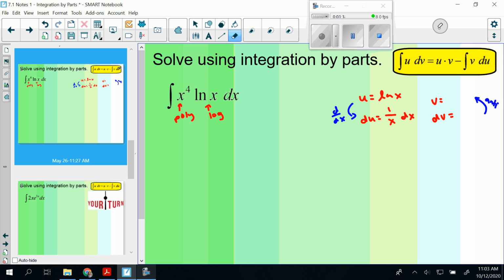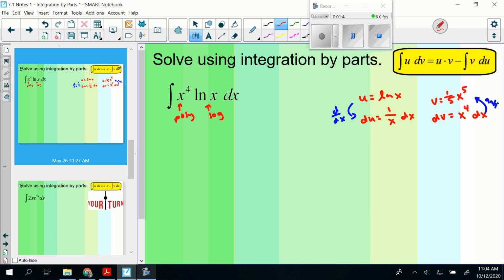So that means whatever was remaining over here becomes our dv. So the rest of that was x to the fourth, and then our dx along with that. So what is that antiderivative? That's easy. That's just using our power rule for antiderivatives. So we want to go up 1, x to the fifth. We need the reciprocal in front, and that's our antiderivative. So 1/5 x to the fifth.